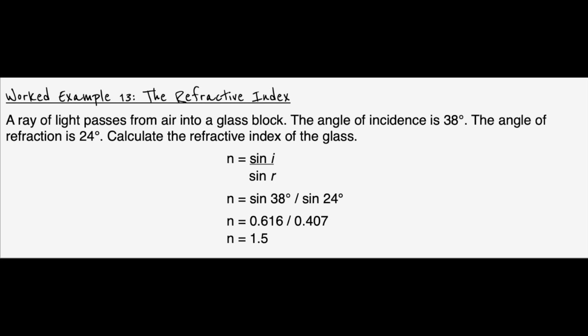That means you need to use the sine button on your calculator. You input sine plus your angle of incidence, and then you divide it by sine angle of refraction. So do make sure you've got a protractor in your exam and that you can accurately measure the angle of incidence and the angle of refraction.